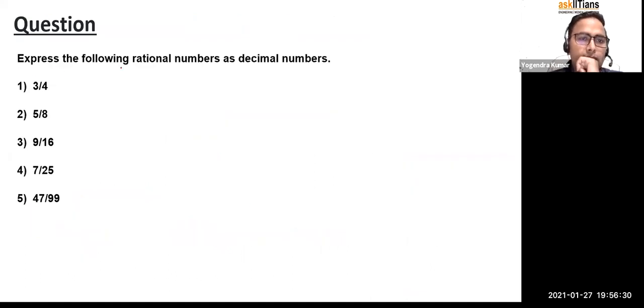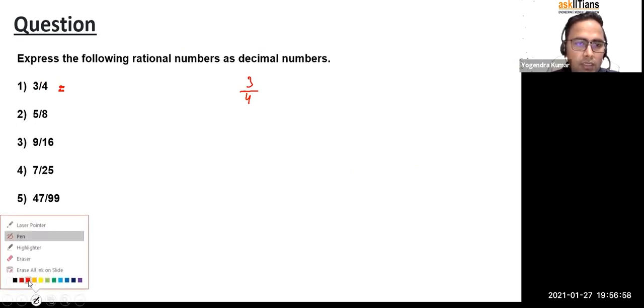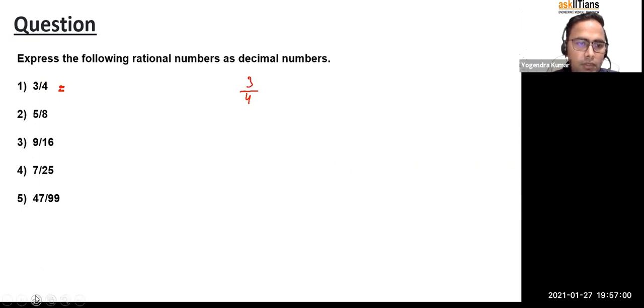Now they are saying to express the following rational numbers in decimal form. I hope it is pretty easy, right? We can divide 3 by 4. There are two methods we can use here. One is the long division method. Another one is without long division. For this number, we have two methods. First, the long division method, let me show you here.